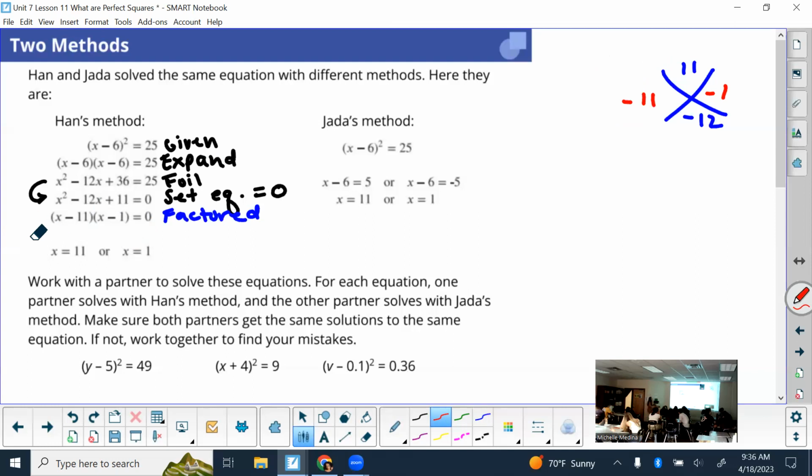Do you guys know what they did to go from here to here? From their factored form to now x equals 11 and x equals 1. Sorry, what was that? I didn't hear. Okay. So what do you call that? What did they do? How do they know that x equals 11?